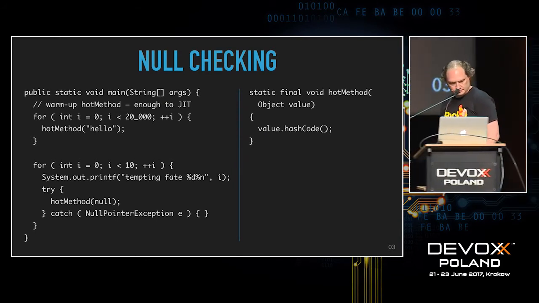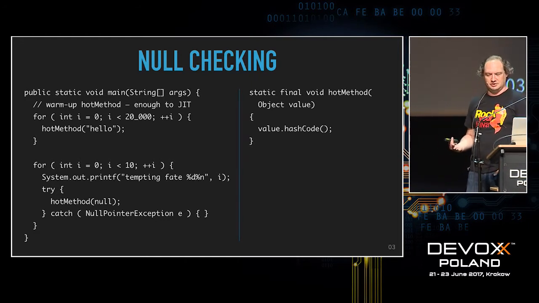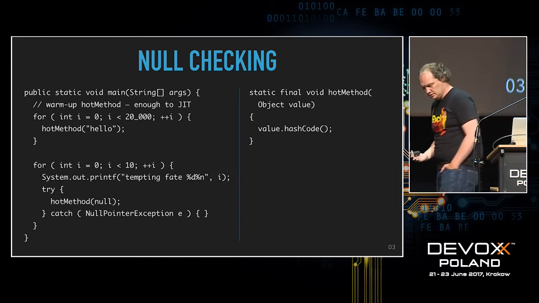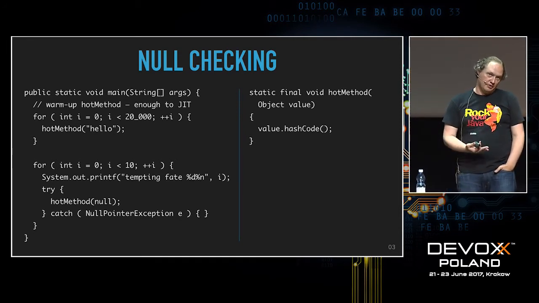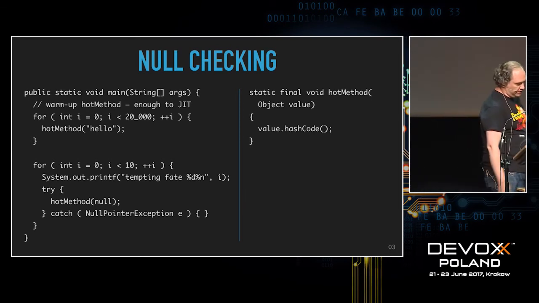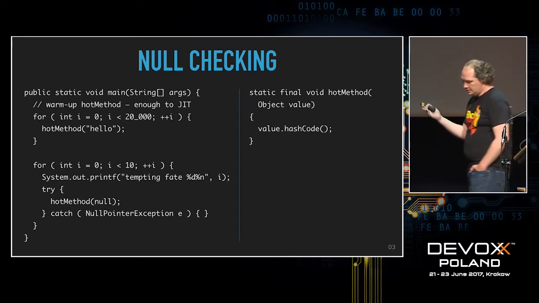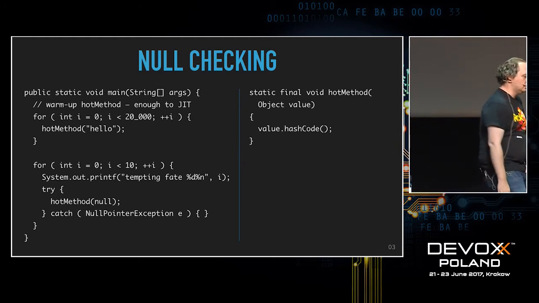Null checking. Every access in Java potentially has a null check associated with it, right? I have an array, I check the length. Well, could the reference to the array be null? Sure. Okay, I have to throw a null pointer exception. I'm going to call a method on an object, say hashcode. Could the object you're using be null? Sure, I have to throw a null pointer exception.